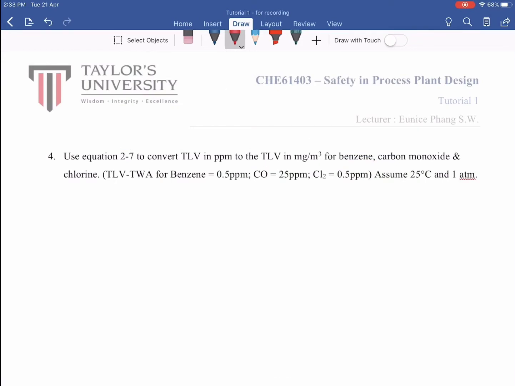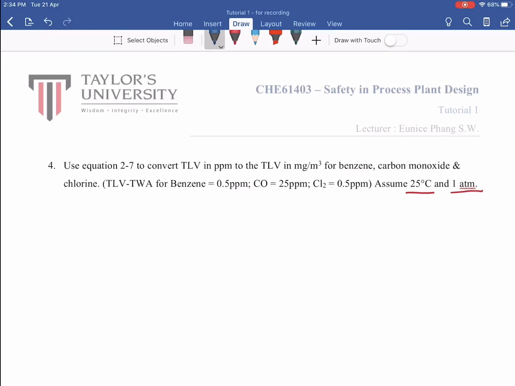Question 4. Use Equation 2.7 to convert TLV in ppm to TLV in mg per meter cubed for benzene, carbon monoxide, and chlorine. So very simple. Even the TLV-TWA values have been given, and it asks to assume the temperature is 25 degrees Celsius and 1 atmospheric pressure. So let's go back to the handbook.